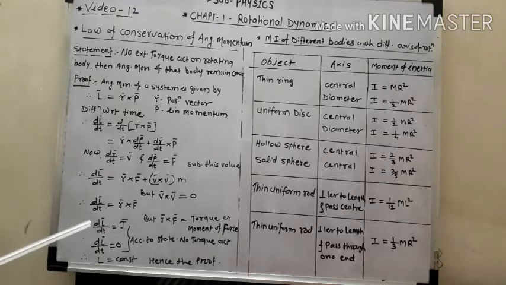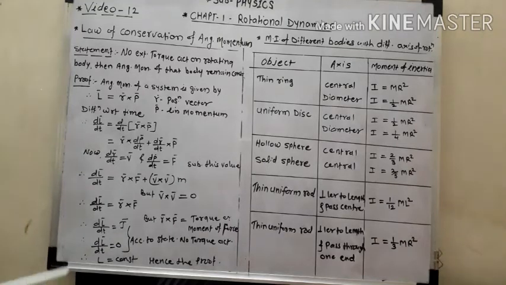This is a very important equation: dL̄/dt = τ̄, that is the torque. But according to the statement, no torque acts on the rotating body. If no torque acts on the rotating body, that means torque is equal to 0. So instead of this torque, we can substitute 0. Therefore, dL̄/dt = 0.